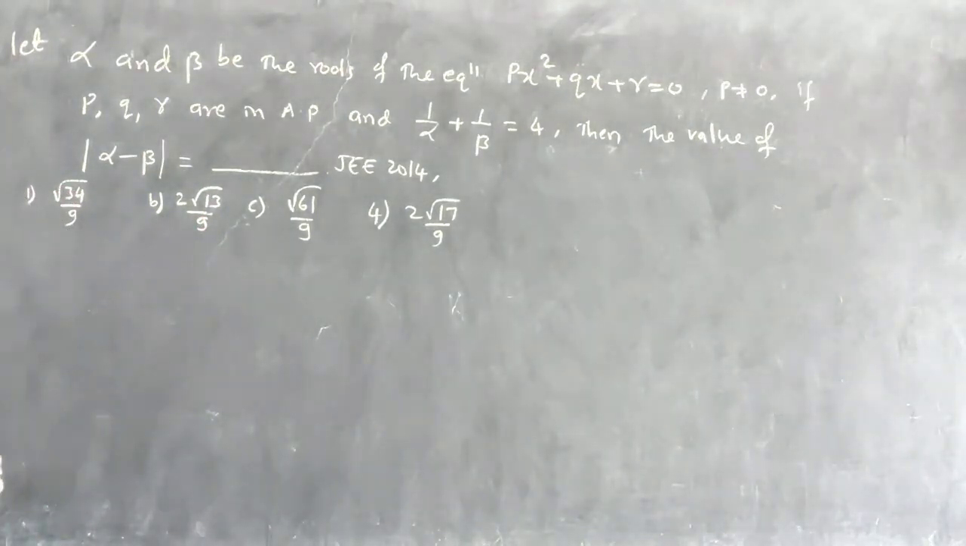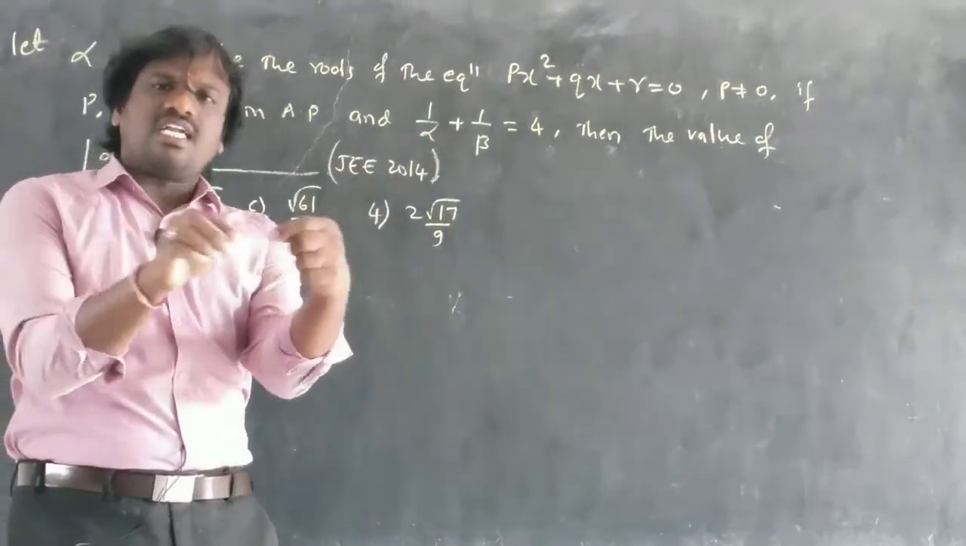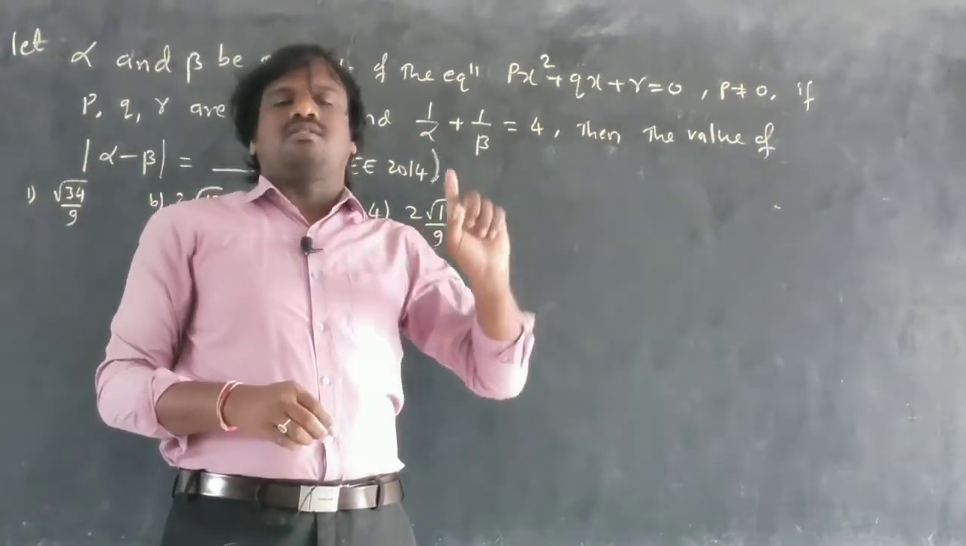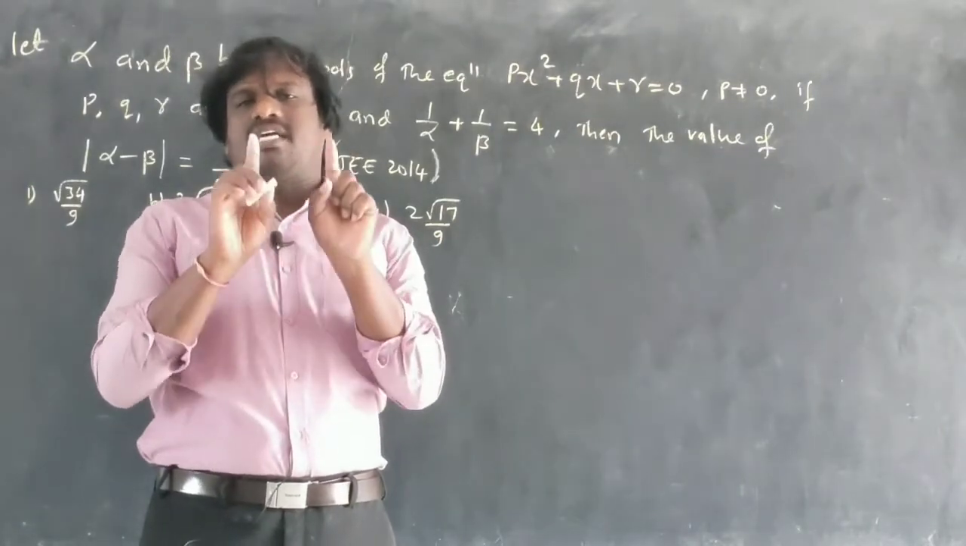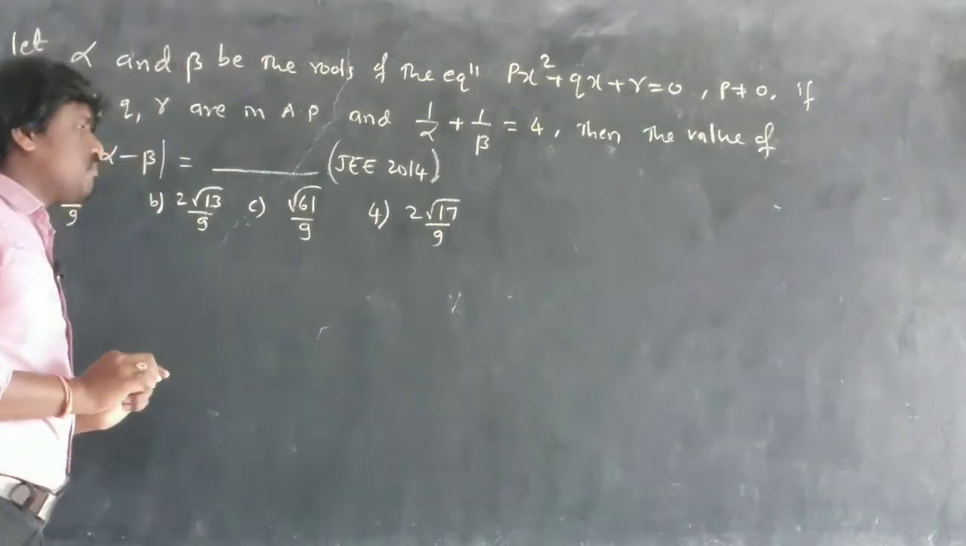If alpha, beta are the roots of the equation px square plus qx plus r is equal to 0, where p is not equal to 0, if p, q, r are in AP and 1 by alpha plus 1 by beta is equal to 4, then the value of modulus of alpha minus beta is equal to how much? This is a JEE question. Recently they asked, and in JEE 2014 also they asked. The same question repeated twice in the JEE exam. So let us see here how to deal with this question.